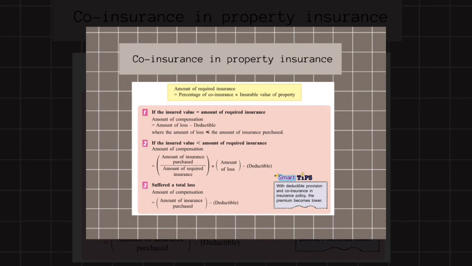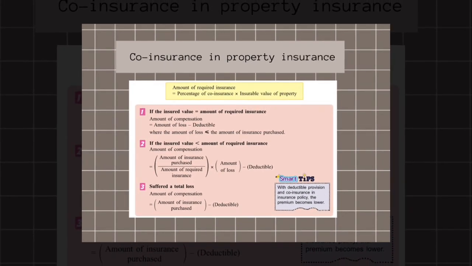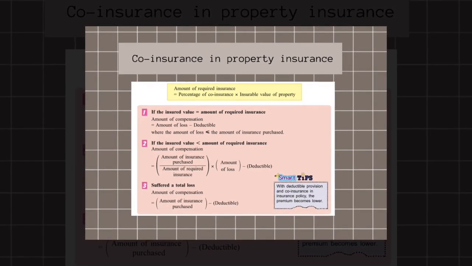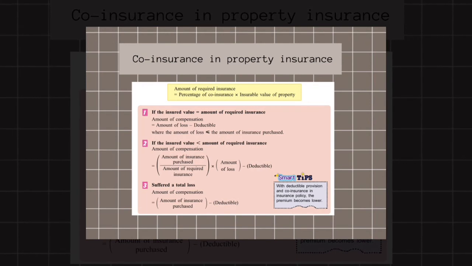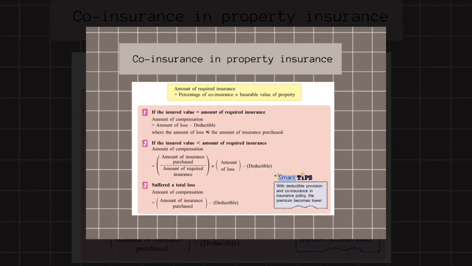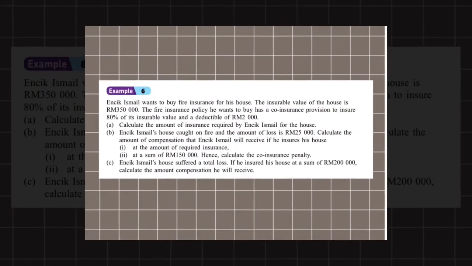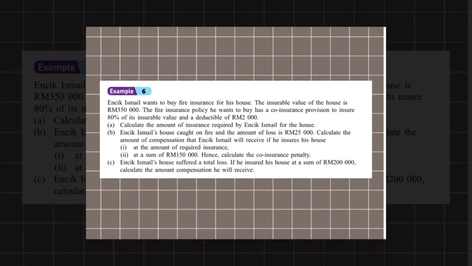Next, if the insured value is less than the amount of required insurance, the amount of compensation will follow the following formula. Lastly, if the policyholder suffered a total loss, the amount of compensation would be amount of insurance purchased minus deductible. Take a look at this question and you may pause the video.